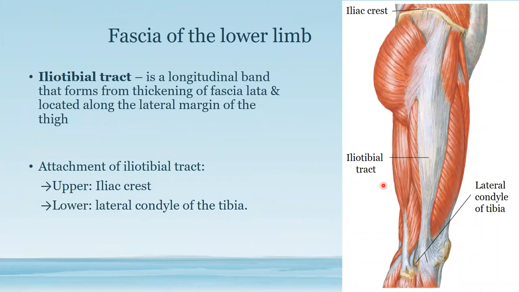Okay, some things about the fascia of the thigh. There is an iliotibial tract. The iliotibial tract is a longitudinal band that forms from thickening of the fascia lata. The fascia lata is located along the lateral margin of the thigh. Attachment of the iliotibial tract is from the iliac crest, up and down until the lateral condyle of the tibia. So this is the iliotibial tract, the thickening part of the fascia lata, the deep fascia of the thigh.